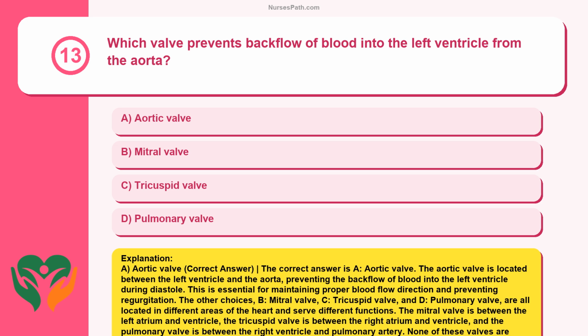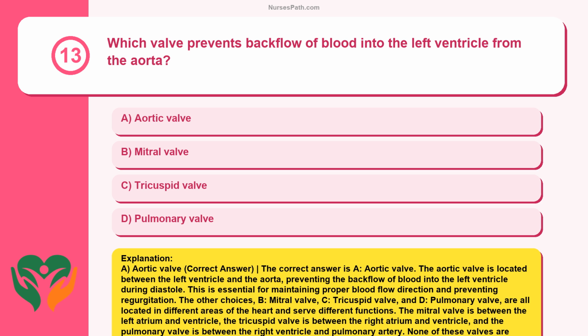A. Aortic valve. Correct answer. The correct answer is A. Aortic valve. The aortic valve is located between the left ventricle and the aorta, preventing the backflow of blood into the left ventricle during diastole. This is essential for maintaining proper blood flow direction and preventing regurgitation.